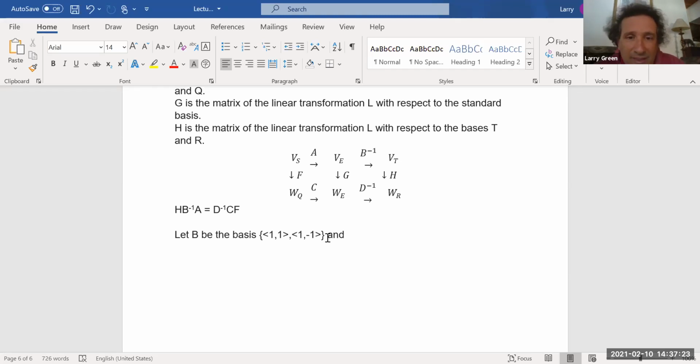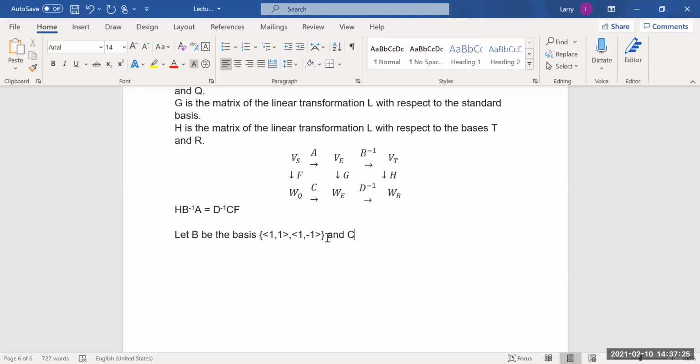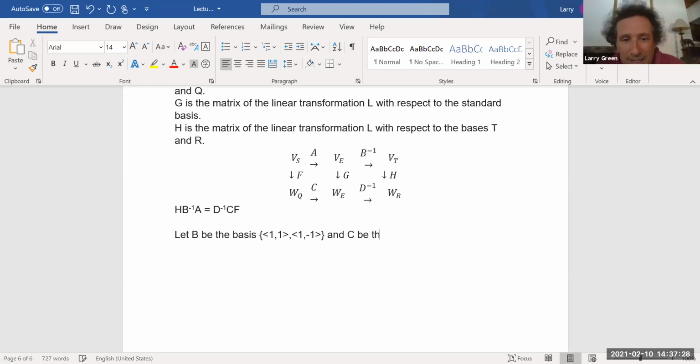And let's say C, I'm going to choose different letters because you're not going to be given these letters. Let C be the basis (0, 1, 1), (1, 1, 0), (0, 1, 0). And hopefully that's a basis, but let me double check. Yeah, that works.